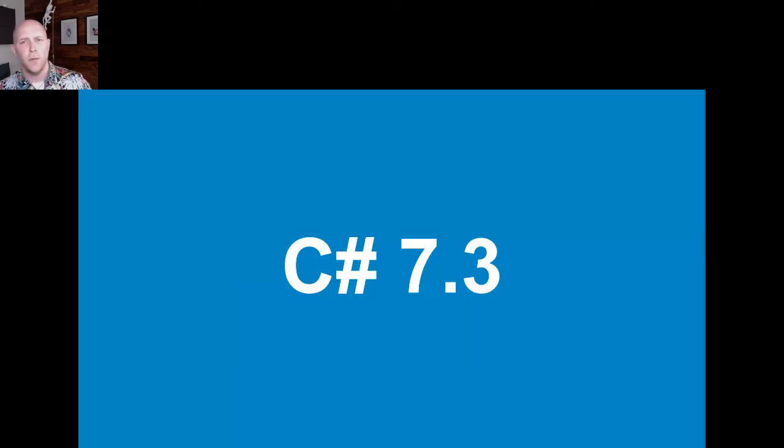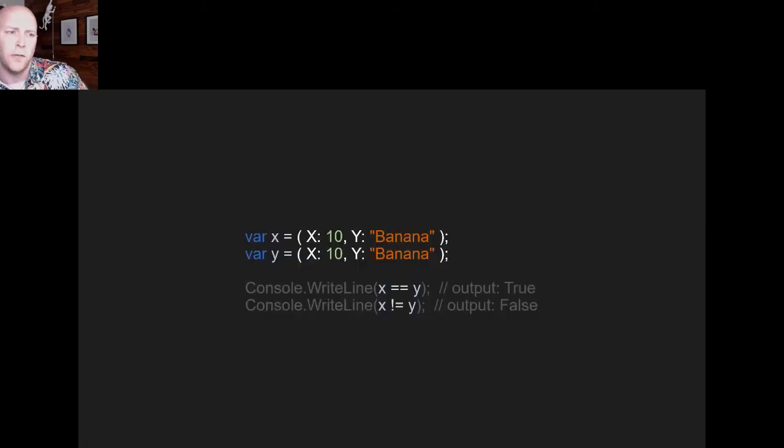So in 7.3, they actually added another cool feature, and that's equality comparison. Here you can see that I create two tuples, they have the same values, and that means that the equals and not equals works fine. It outputs the expected value.